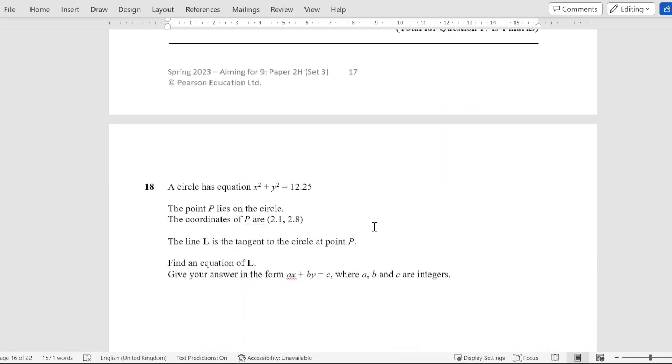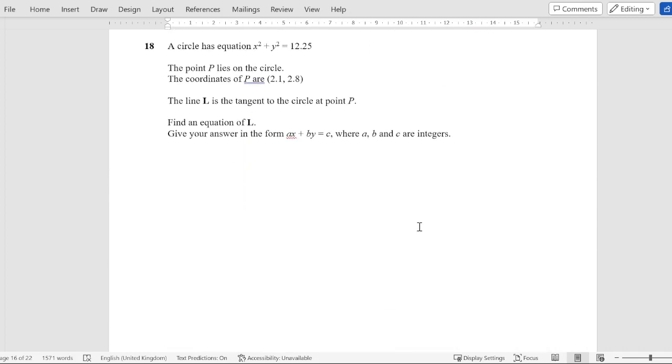Okay then, and question 18. So a circle has an equation of x squared plus y squared is equal to 12.25. The point P lies on the circle. The coordinates of P are 2.1, 2.8. The line L is the tangent to the circle at point P. Find an equation for L, giving your answer in the form ax plus by plus c.